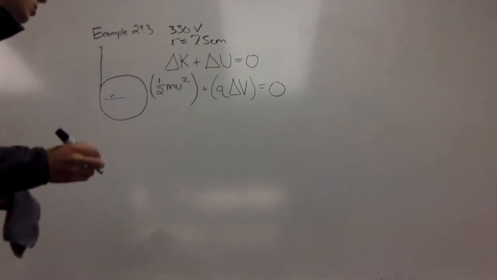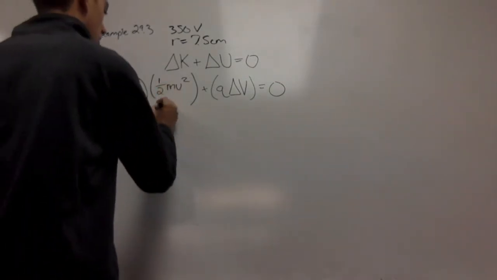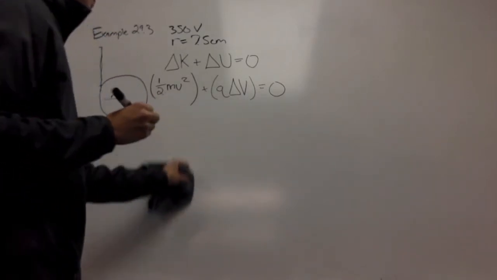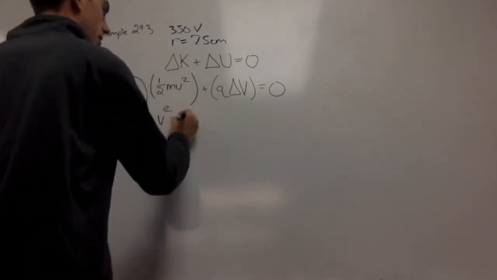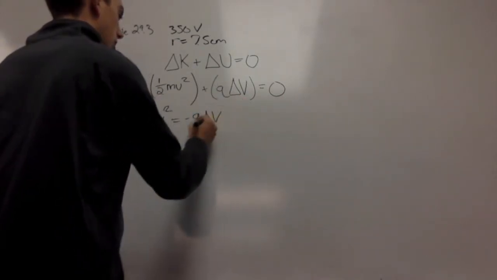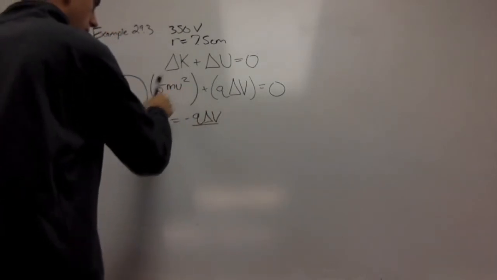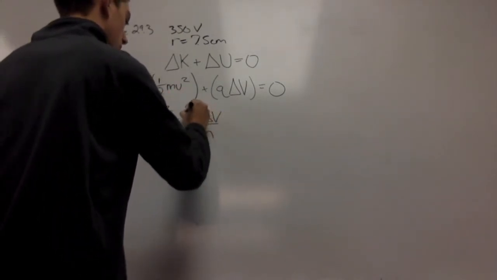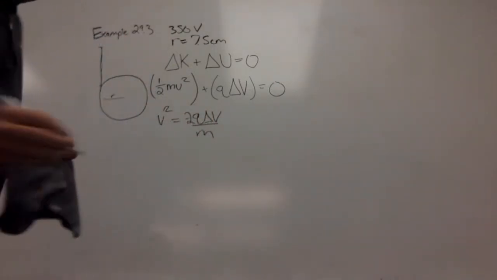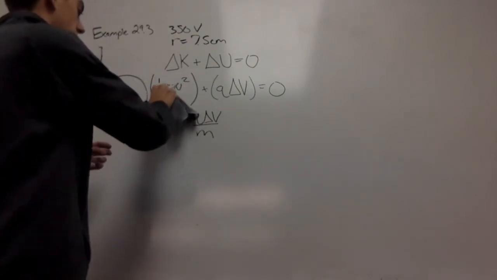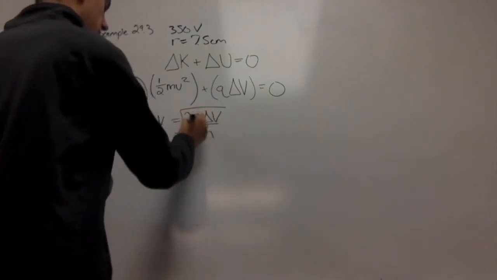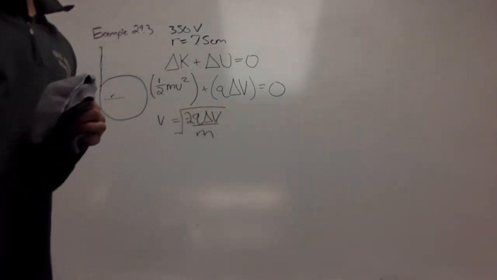So what we want to do here is solve this out for v. We'll do v squared on this side, subtract qΔV to the other side, and then divide by m and 2, so it becomes this right here. And it's v squared, so we can take that out and put a square root around it. It's v equals the square root of 2qΔV over m.